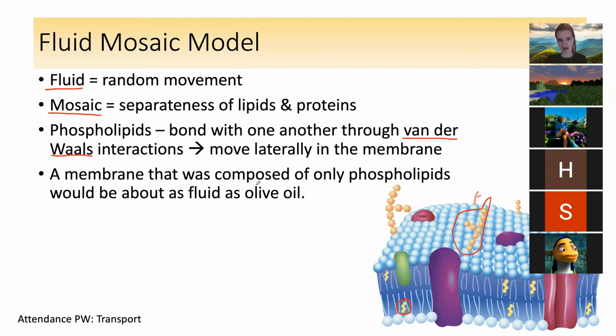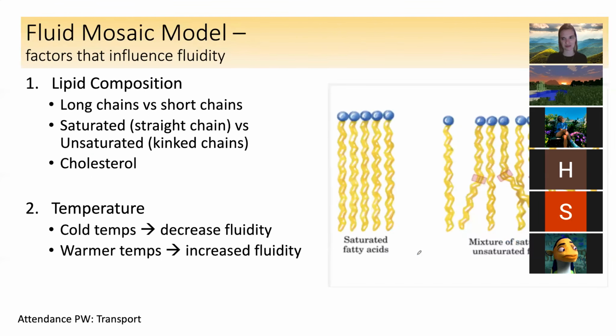One interesting fact is to realize that if our phospholipid membranes were only made out of phospholipids and we didn't have these other components like proteins and sugars and cholesterol, this would be like olive oil. All right, so it would be very liquidy, it would just be sliding everywhere. So these other macromolecules that we're adding to this membrane are going to help to give it some structure, as well as different functions. So let's take a minute here just to look at the lipid composition.